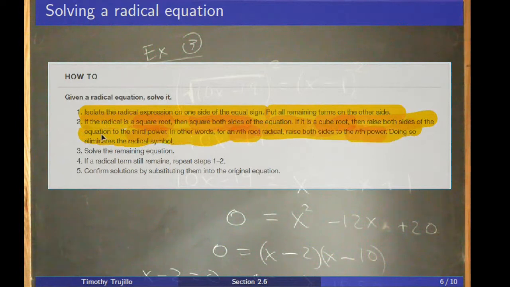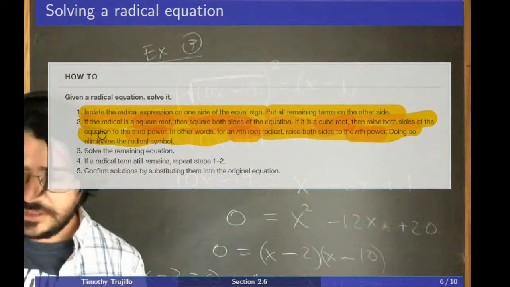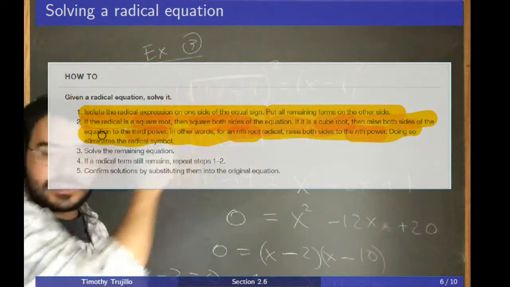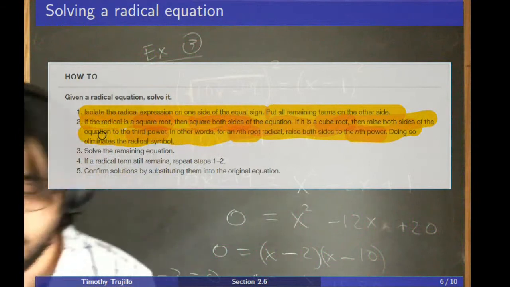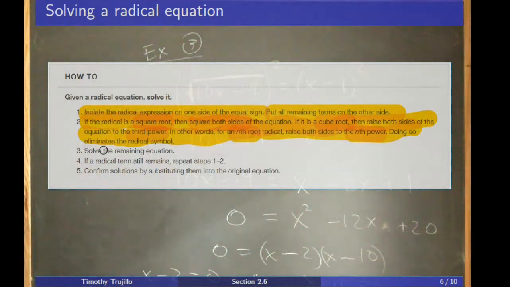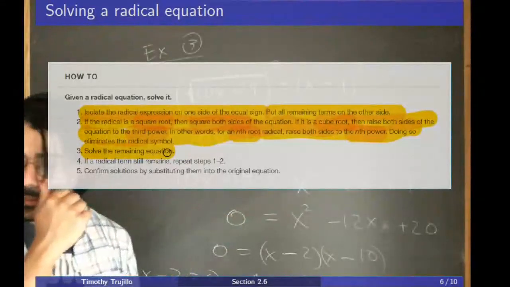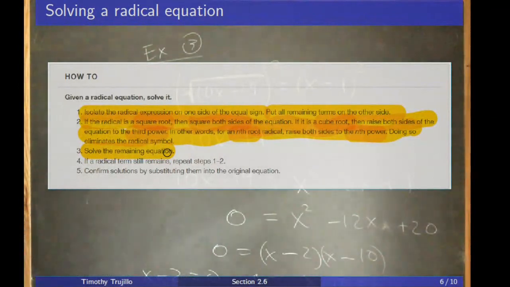And they're just sort of spelling that out in a little more detail here. But you get that radical on its own, like this one, right? And then you square both sides, or you raise to the power of the reciprocal. And then you try to solve it, right? And in the last example, we got to this quadratic that we ended up with, and we ended up solving it. So that was good.